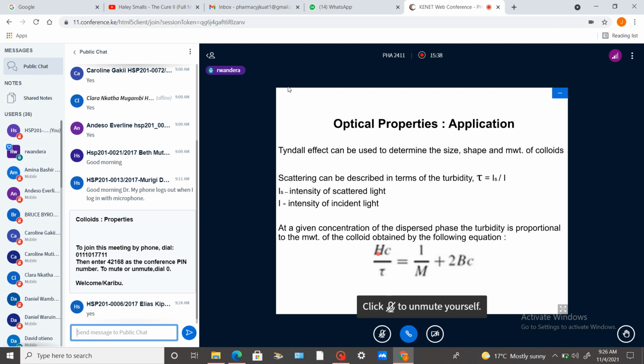So you have this equation: H subscript C over the turbidity should be equal to 1 over M plus 2B subscript C. In this case, M is the molecular weight of the colloids. So H and B are known, these are constants. And of course, the turbidity, you can calculate from the ratio of the intensity of the scattered light over the intensity of the incident light.